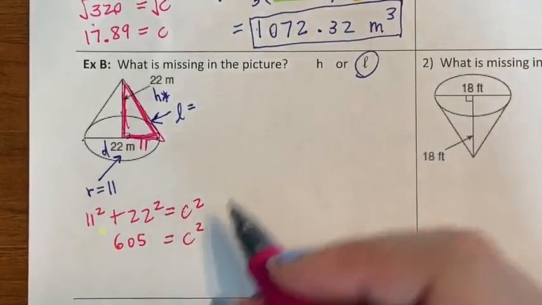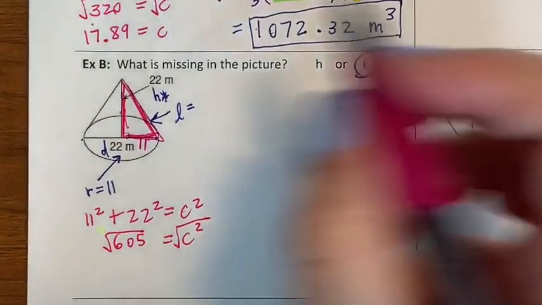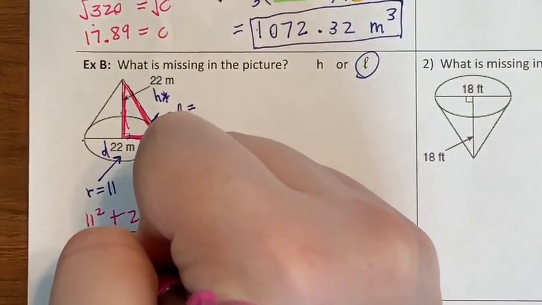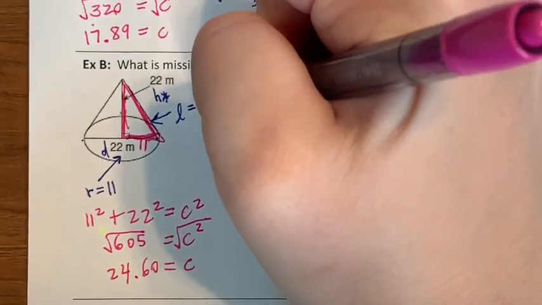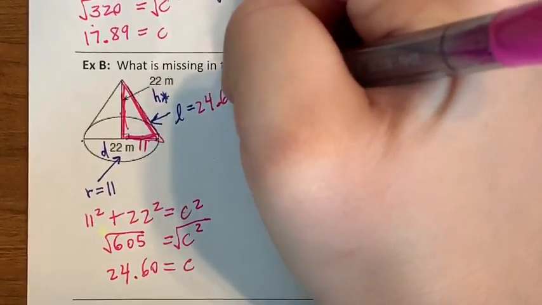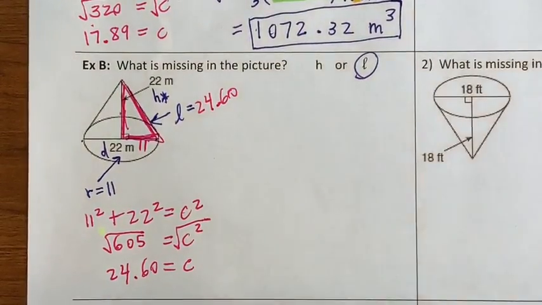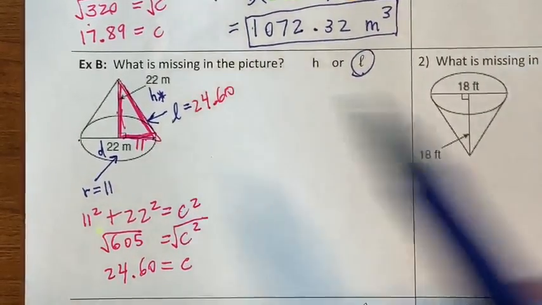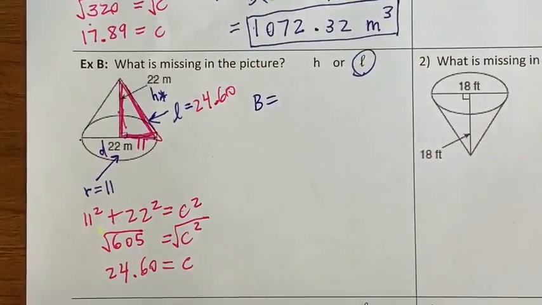In order to undo my c squared for my hypotenuse squared, I take the square root of both sides, and I get c equals 24.60, which means up here I can label my slant height 24.60. So I have everything on my figure labeled now by doing Pythagorean theorem in order to find my slant height. Let's find my big B. So that's some scratch work.